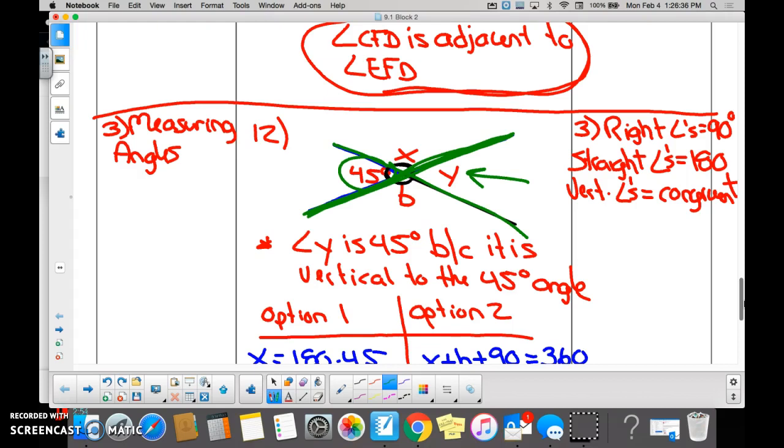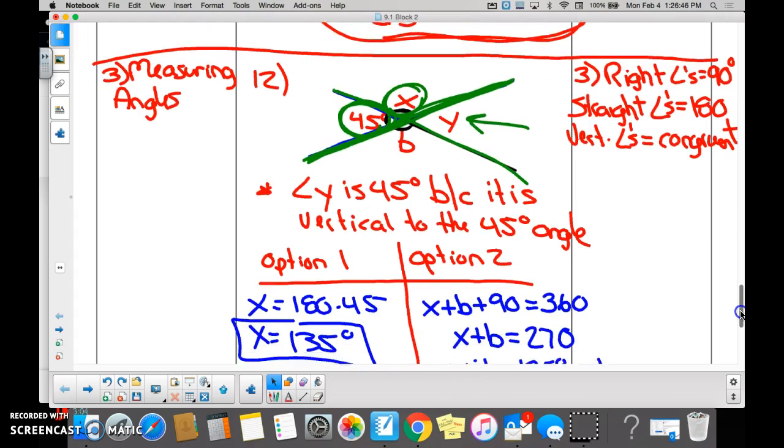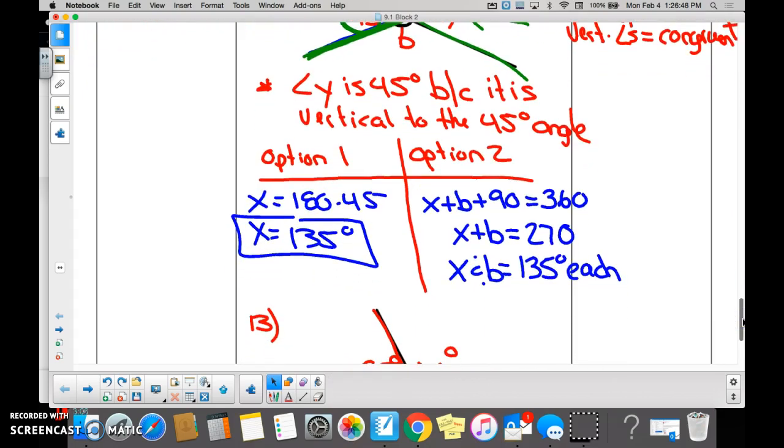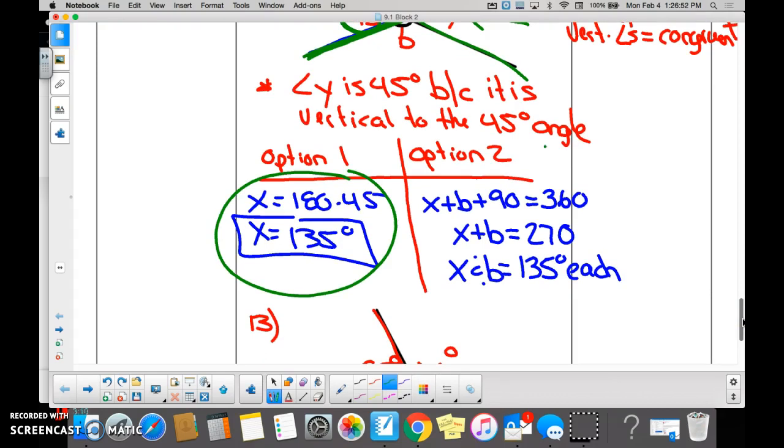180. So if I know that this whole line is 180 and I know that part of it's 45, can I figure out X? Yeah. I simply do what? Subtract what? 180 and 45. So exactly what we did down here, right? I'm not going to cover option 2, but option 2 is another way of figuring out what each of the angles X and B equal.